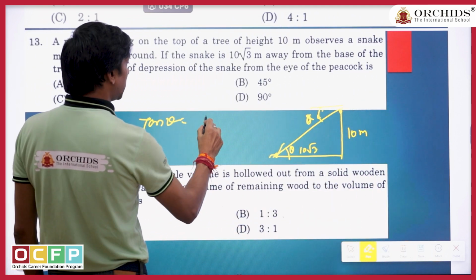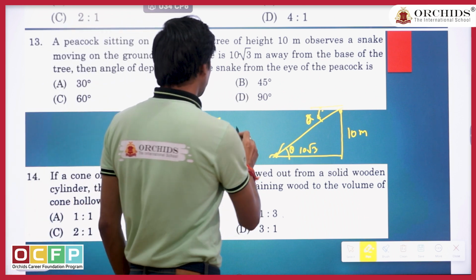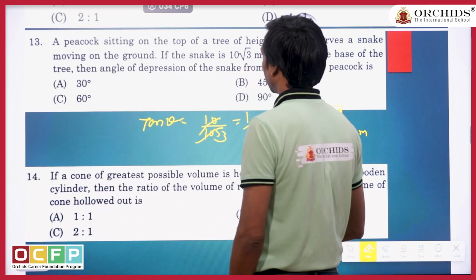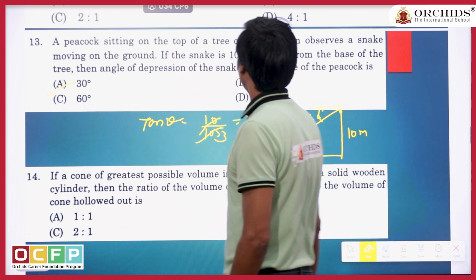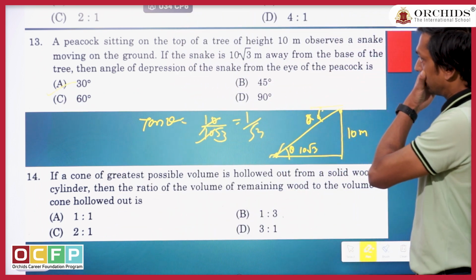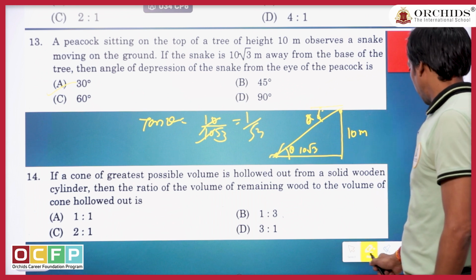In this case, perpendicular 10 upon base 10 root 3, and if you cancel it you will get tan theta equal to 1 by root 3. And tan theta equal to 1 by root 3 means theta equals how much? The angle of depression in this case is 30 degrees. So the answer for this question is 30 degrees. The angle of depression will be equal to 30 degrees in this particular question. So the next.